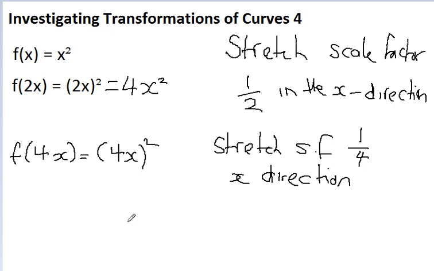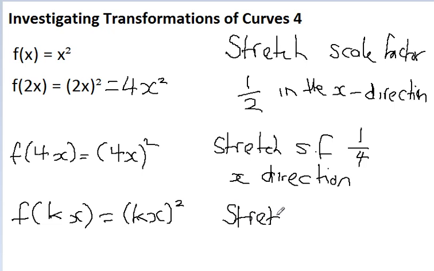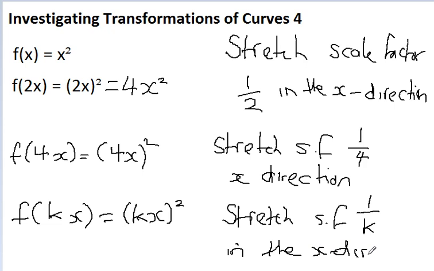So if we talk about what's going on in general, if I have, say, f of kx, if I multiply inside the brackets by k, then I get kx all squared. And to describe that, that's a stretch of scale factor 1/k in the x direction. So when we multiply inside the brackets by a number, what's actually happening is we're stretching scale factor 1 over that number in the x direction.